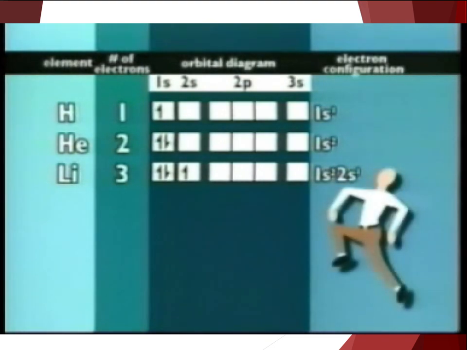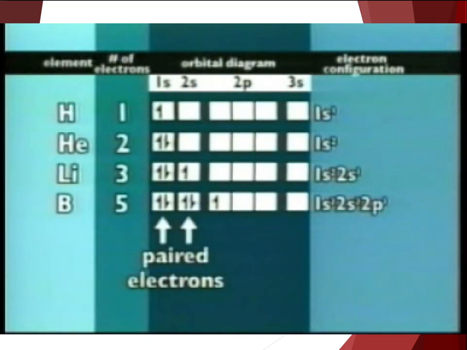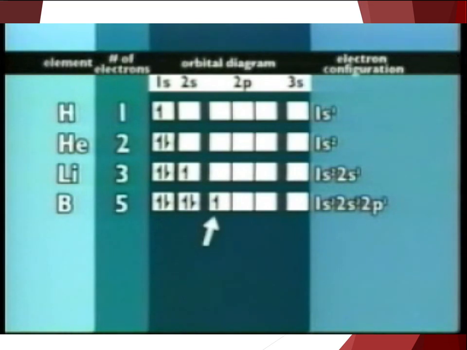Now let's skip to boron, which has 5 electrons. Boron has paired electrons filling its 1s and 2s orbitals, and its 5th electron goes unpaired to one of the 2p orbitals. So boron's notation is 1s2, 2s2, 2p1.